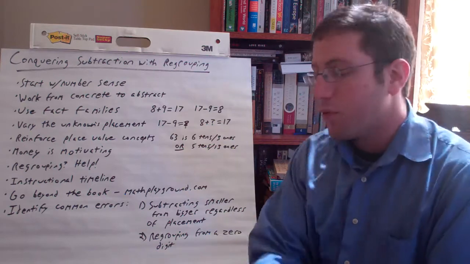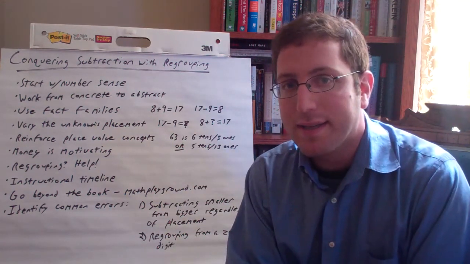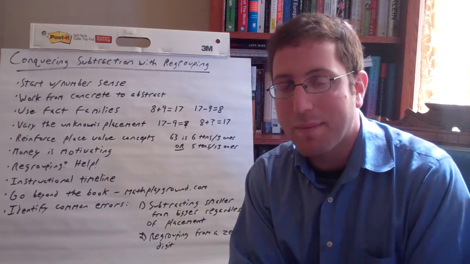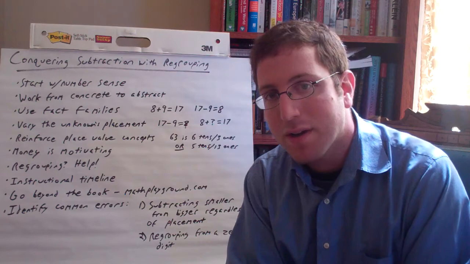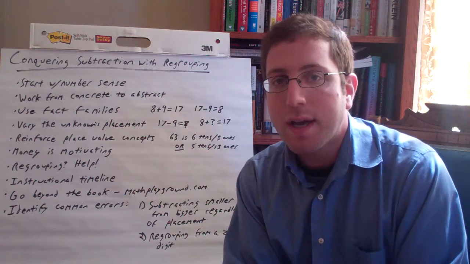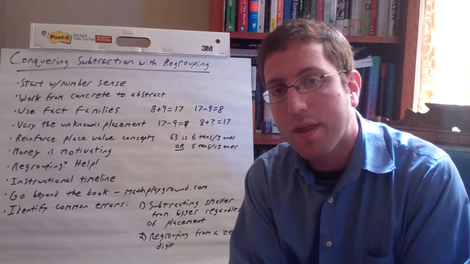And second, regrouping from a 0 digit. So what do you do if the next number over is a 0 when you need to regroup? That can be one of the most difficult and most common errors. When you know these are common errors, you can front load them in your teaching, make sure that you're helping students see them, know that they're common errors, and avoid them.